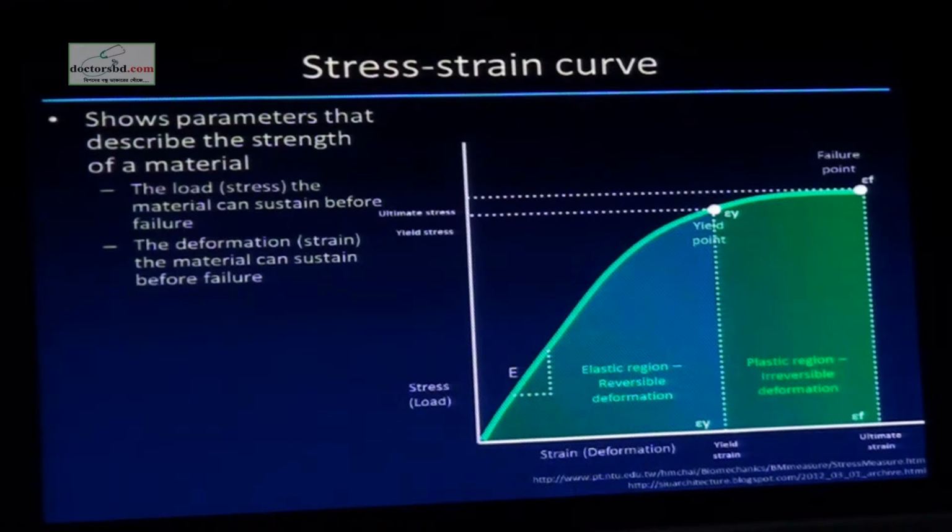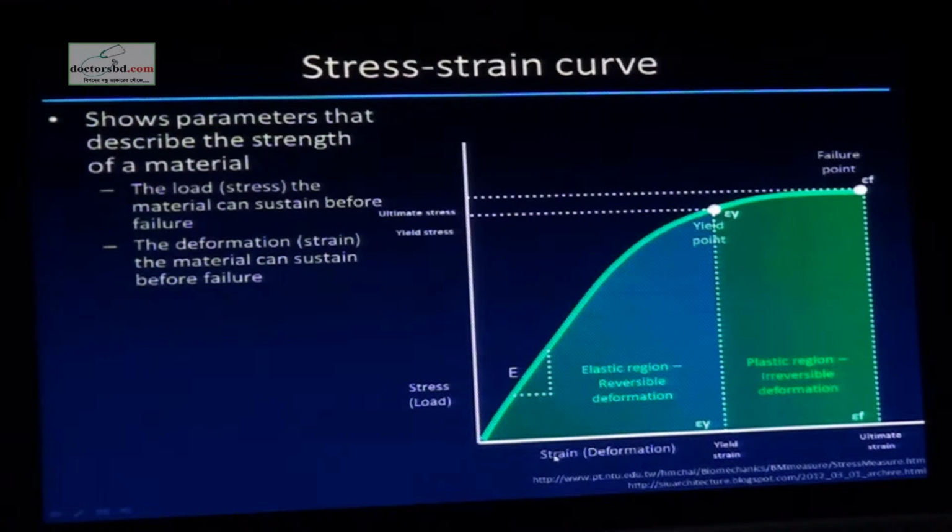Now, when we talk about biomechanics of bone, or any material for that matter, any engineer in the audience is going to be familiar with this curve. It's called a stress-strain curve, and it shows the parameters that describe the strength of any material. It shows us how much load the material can sustain before it fails, and it shows us how much deformation, also called strain, the material can sustain.